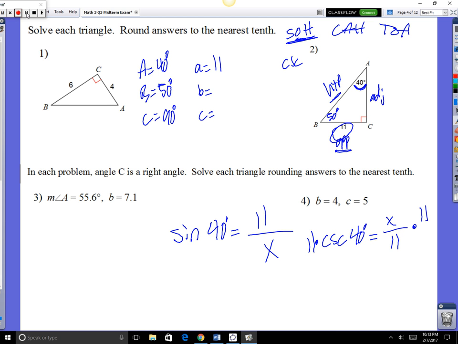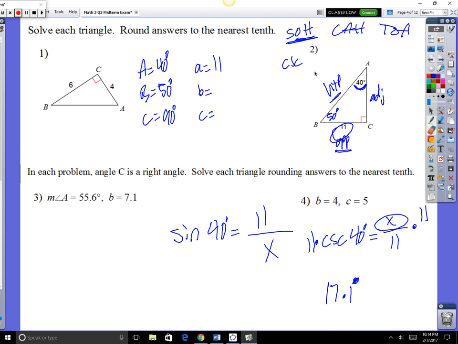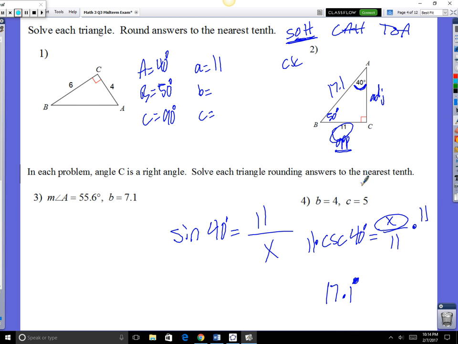So let me go grab an iPad. Okay, so if I punch in 11 times the cosecant of 40, that spits out 17.1. Oh, that's not a degree. 17.1, what did we just find? We just found x, which was the hypotenuse. So now we know this guy right here is 17.1. So that was little c, 17.1. All we gotta find is little b.